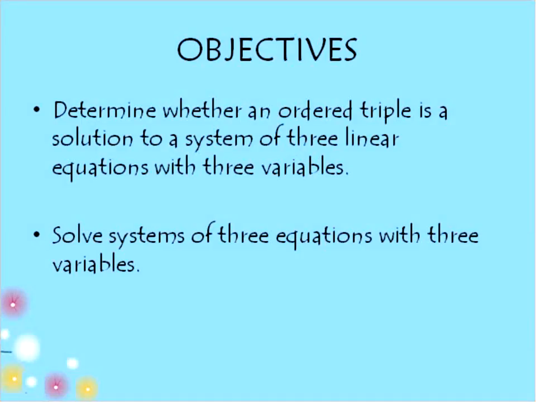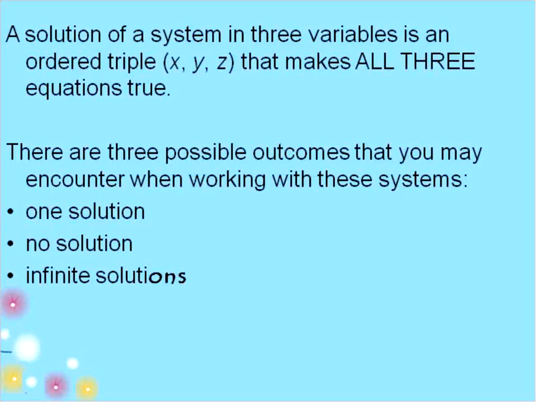So we're looking at determining whether an ordered triple is a solution to a system of three linear equations with three variables. And we're looking at solving systems of three equations with three variables. So a solution of a system in three variables is an ordered triple, x, y, z. And that ordered triple makes all three equations true. So there's three possible outcomes that you can see when you're working with these systems. One solution, no solution, and infinite solutions.